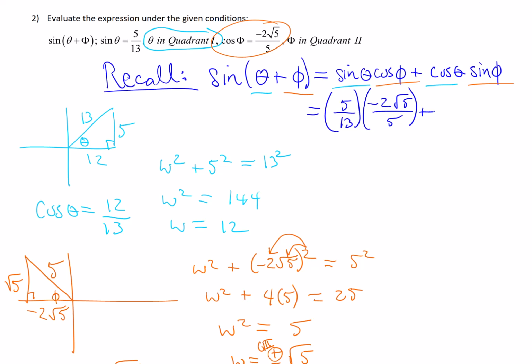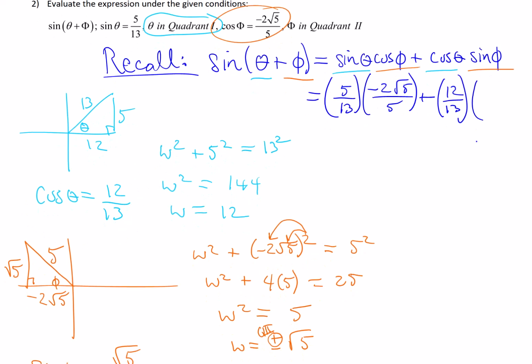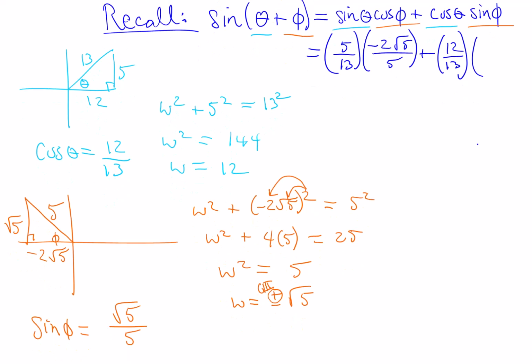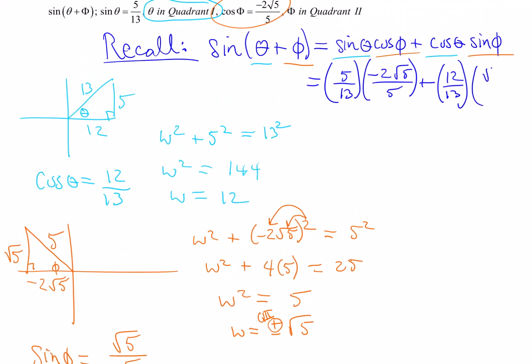Then we had to find some things. So cosine theta, we found that to be 12 over 13 from our first step. And then sine of phi, in a similar kind of step, we found to be square root of 5 over 5.